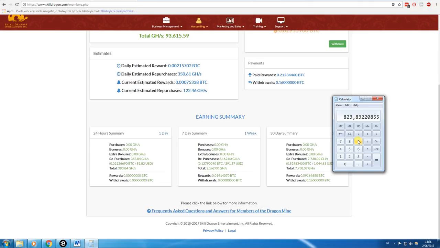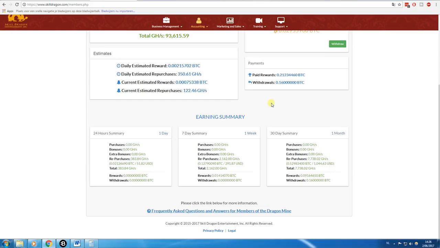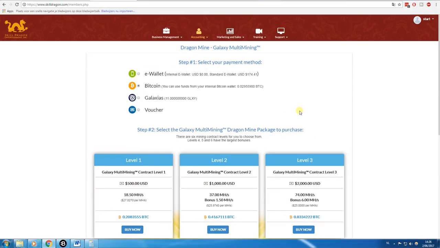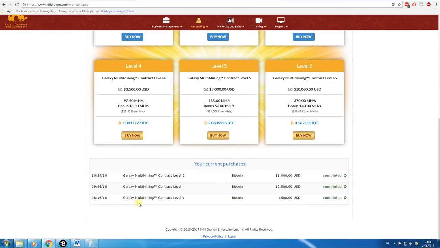Of course, I have a strategy of compounding to earn more. But this is what I would make with my Bitcoin mining contract, which is a really nice passive income, a really great passive income. So now let's take a look at my Galaxy multi-mining contracts. It also started in August. I bought one of $500. Later I bought one of $2,500 and then of $1,000.